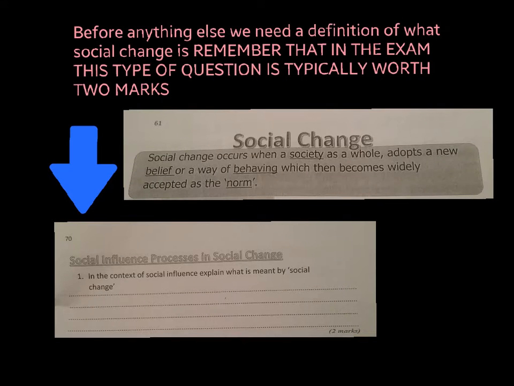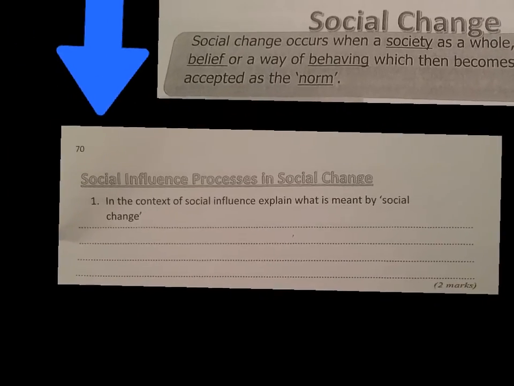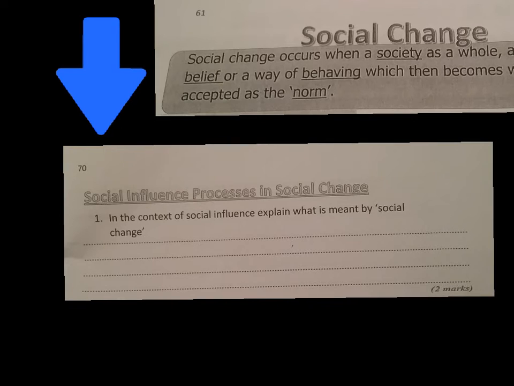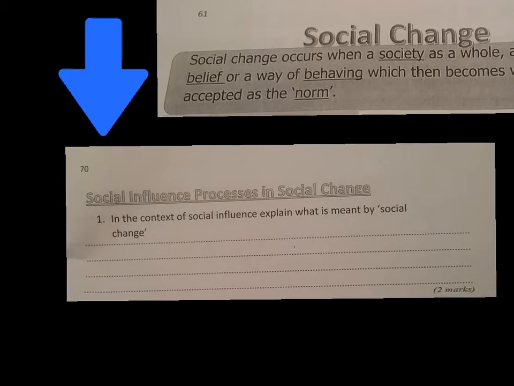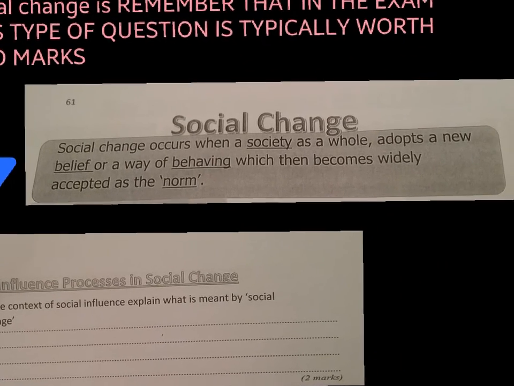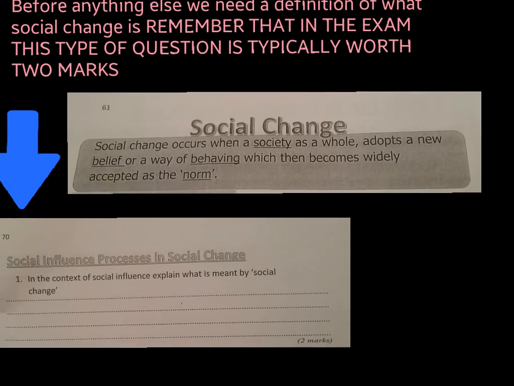Okay, so normally when we first start a little topic area, you'll have noticed that the first thing that we give you is usually a definition. That's because typically in the exam they're really straightforward questions, and you can see the one with social change is no different really. It would always be worth 2 marks in the exam, nice and straightforward. So in the context of social influence, what is meant by social change? So what you can see is that in your booklet on page 61 we've given you a nice straightforward definition.